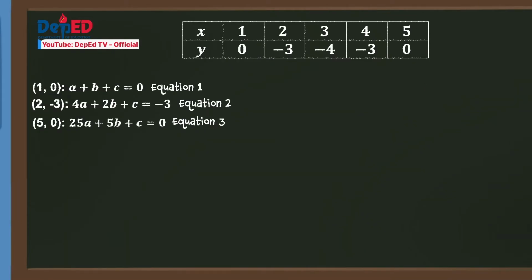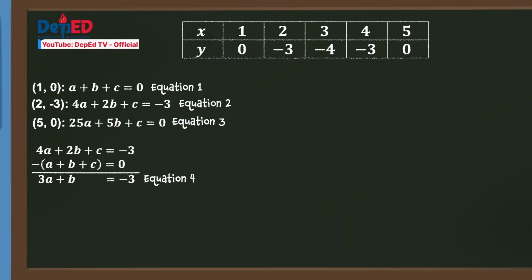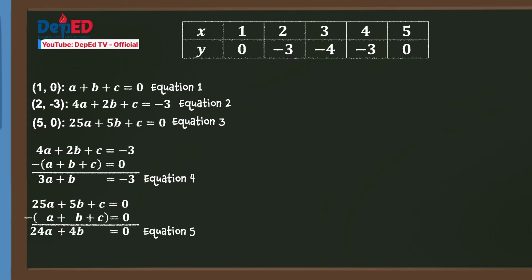We could do the following. Subtract equation 1 from equation 2. Hence, equation 4 is 3a plus b equals negative 3. Subtract equation 1 from equation 3. Hence, equation 5 is 24a plus 4b equals 0. We can continue solving the system using equations 4 and 5. And again, we can use the elimination method.